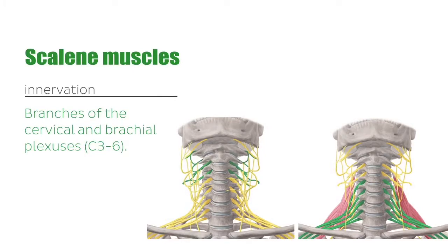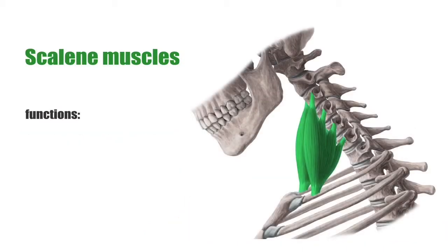In terms of the different functions associated to the scalene muscles, the scalene muscles are able to perform elevation of the ribs, as you can see here indicated by this arrow, and therefore your thorax. For that reason, they are also considered as accessory muscles of inspiration.